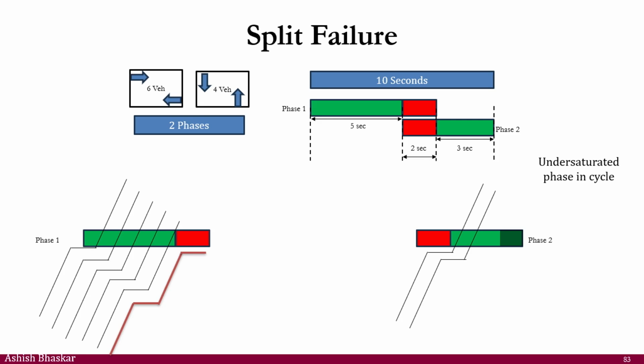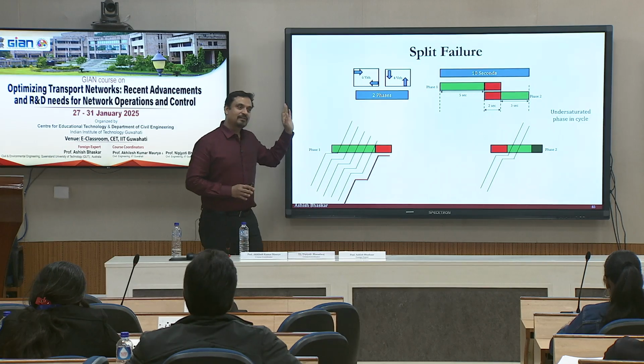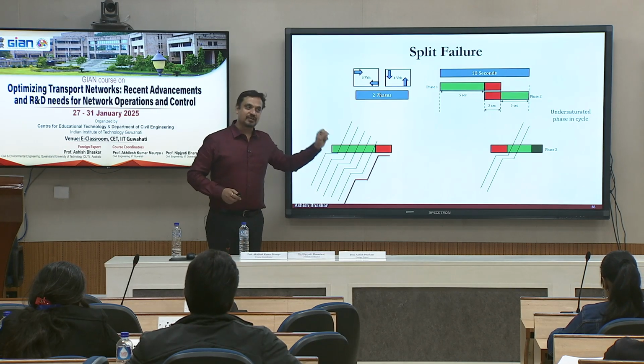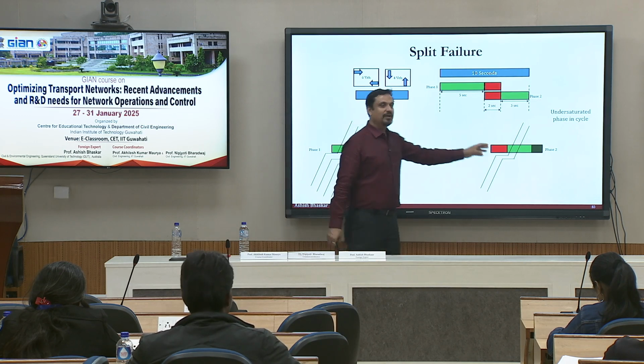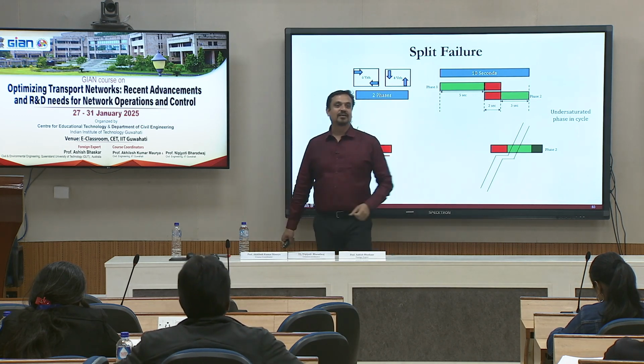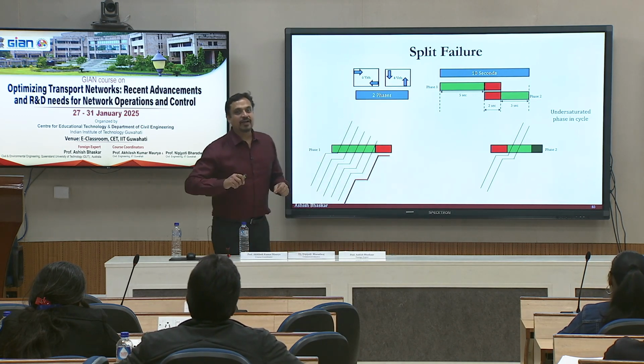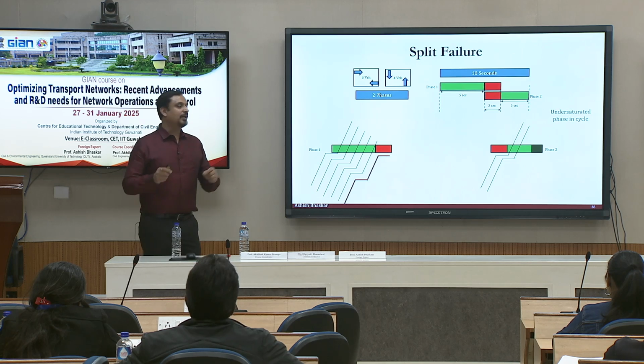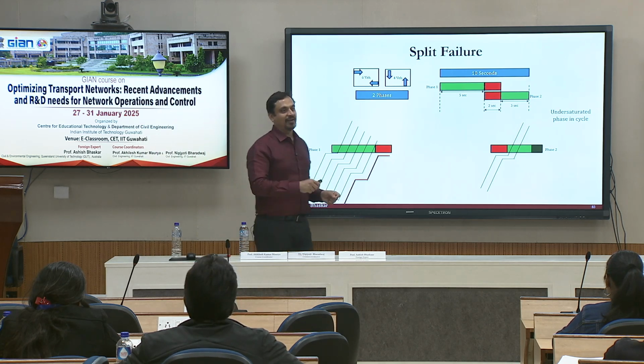So there is some unused green. What do you see here? It's a failure. This is actually for me the split failure, because I have a split which is not able to serve sufficiently. I have another split which has unnecessarily excess green. So if I am able to identify a split failure, I can go and check at the intersection what's happening.